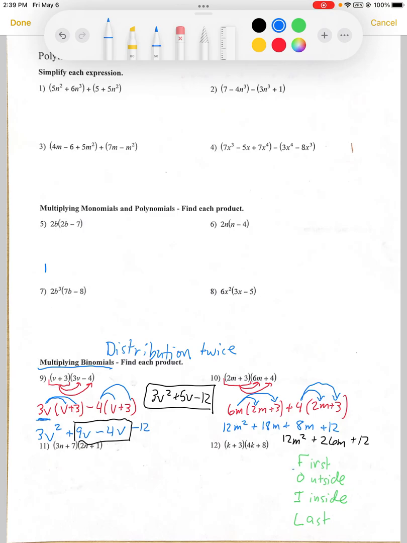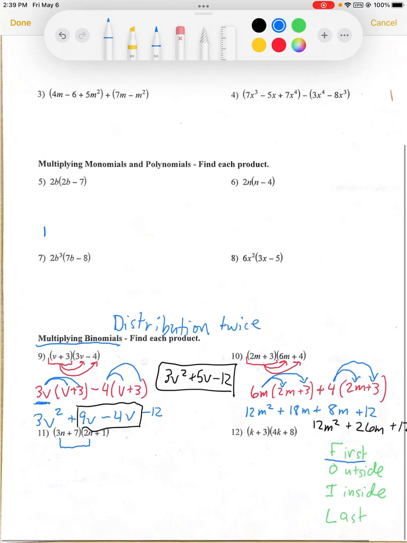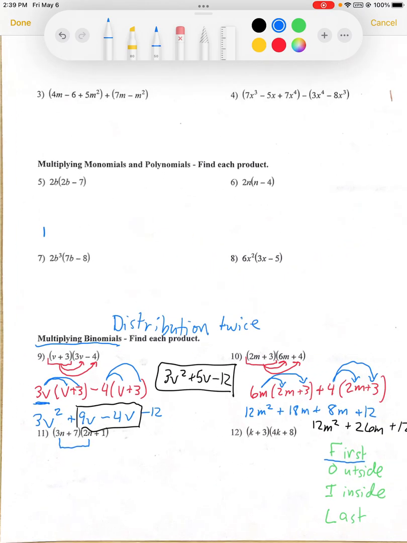First, we're going to do this one in blue. We multiply the first terms together. We multiply those two terms. 3n times 2n, that will become 6n squared. Then we multiply the outside terms. I'll do that one in red. So we look for the two terms on the outside and multiply those together. 3n times 1, well, anything times 1 becomes itself. So that will become 3n.